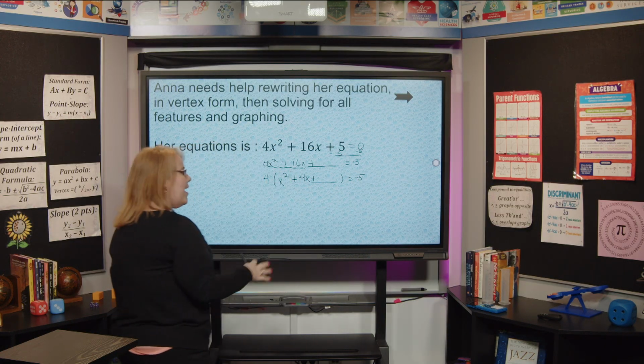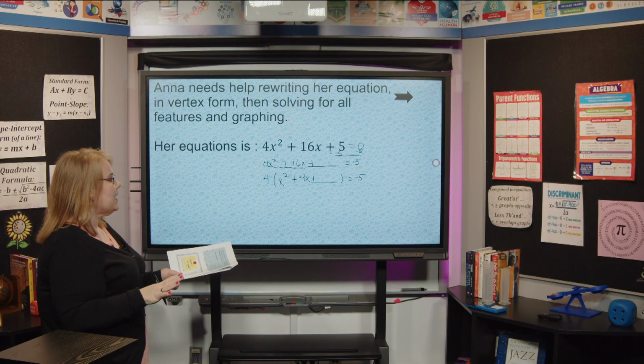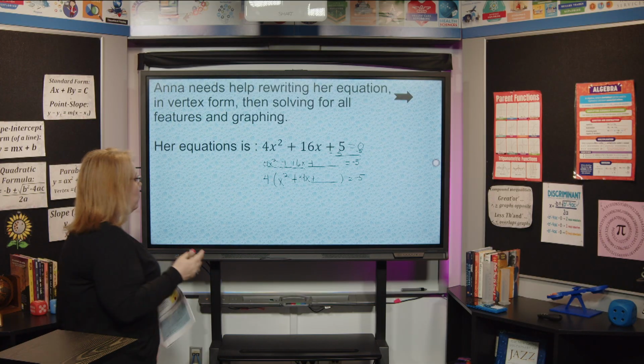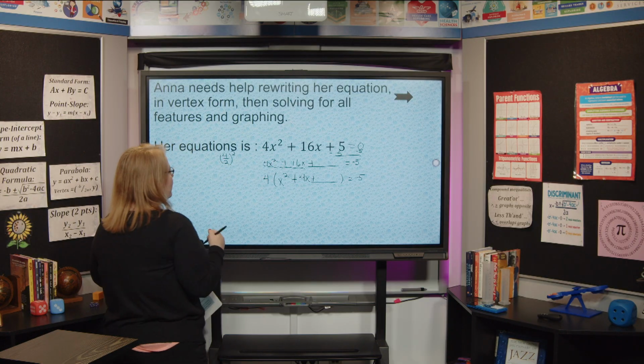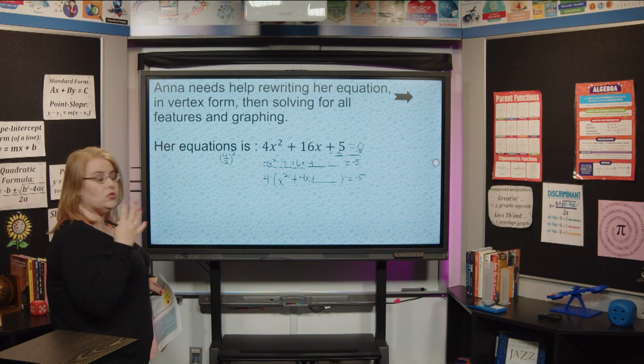All right, so now we're going to be able to get our new c. So how do I get that new c? Same way. Take my b, divide it by 2 and square it. 4 divided by 2 is 2. 2 squared is 4.